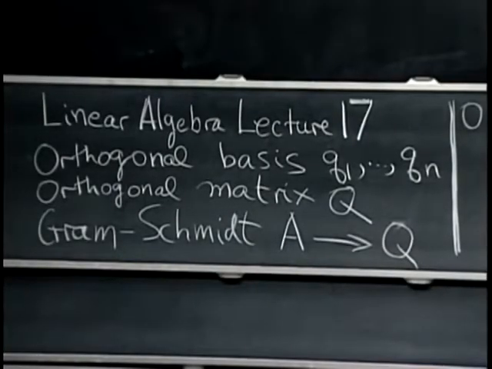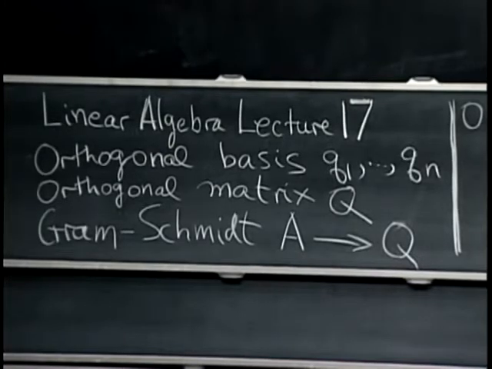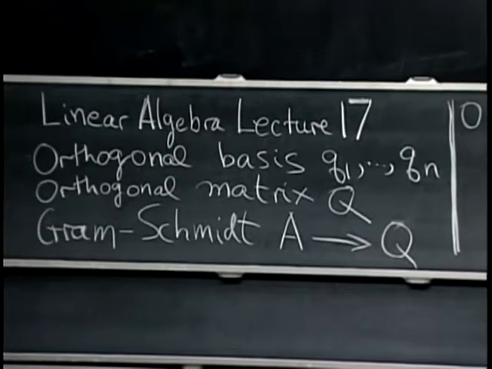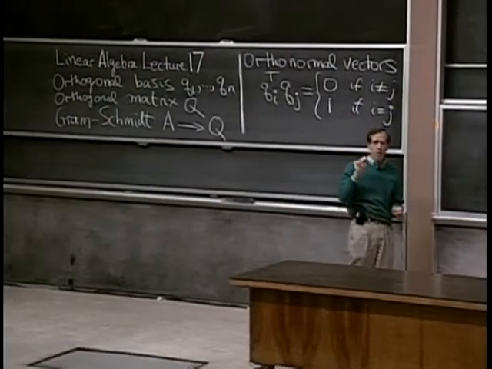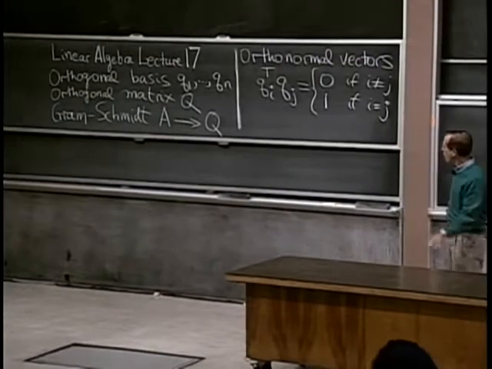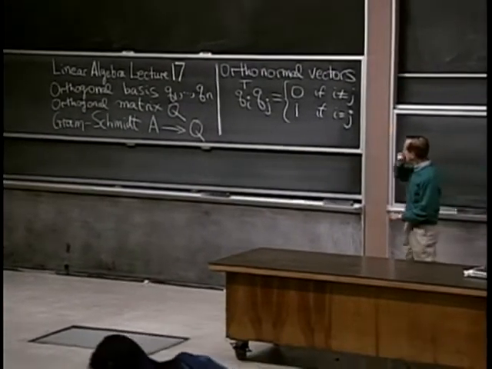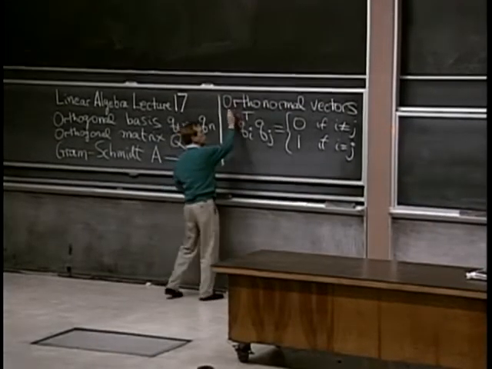Okay, here's the last lecture in the chapter on orthogonality. So we met orthogonal vectors, two vectors. We met orthogonal subspaces, like the row space and null space. Now, today, we meet an orthogonal basis and an orthogonal matrix. So this chapter cleans up orthogonality. And really, I should use the word orthonormal.